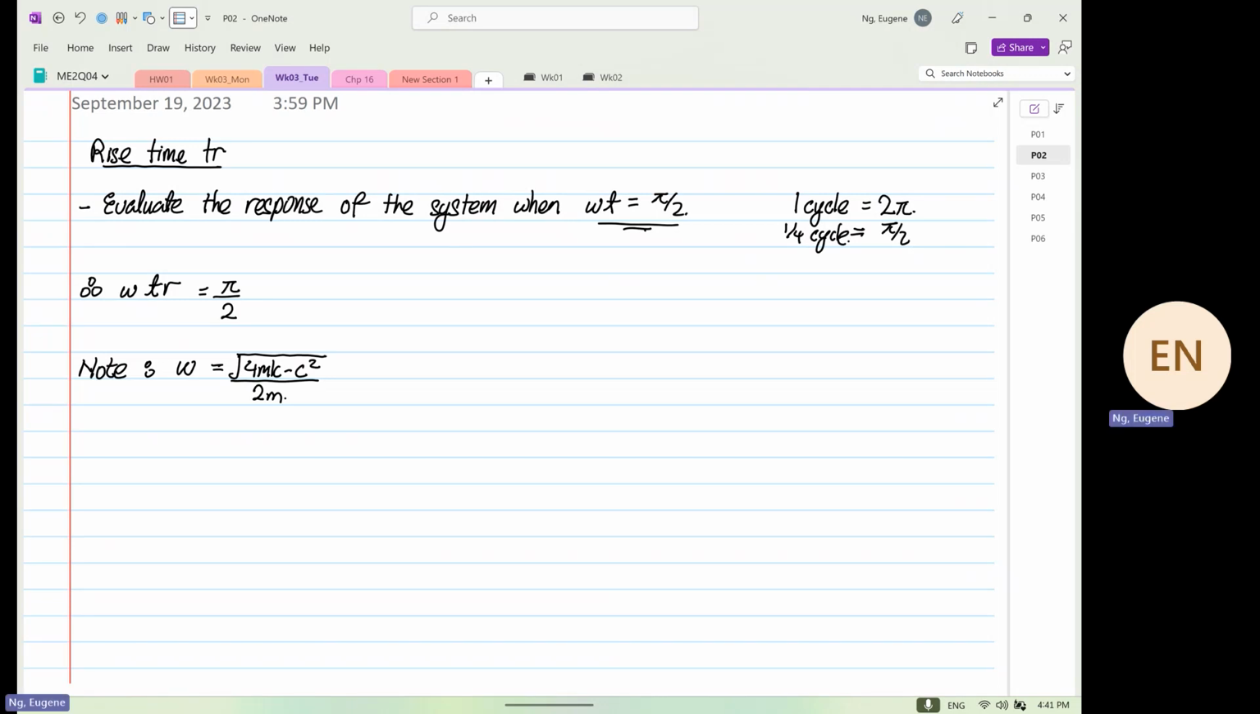So if we were to just, and again, I did do this on Friday, but I think I'll do it again. Okay, so I will let this whole thing be equal. So this will be equal to 4mk over 4m squared minus c squared over 4m squared.